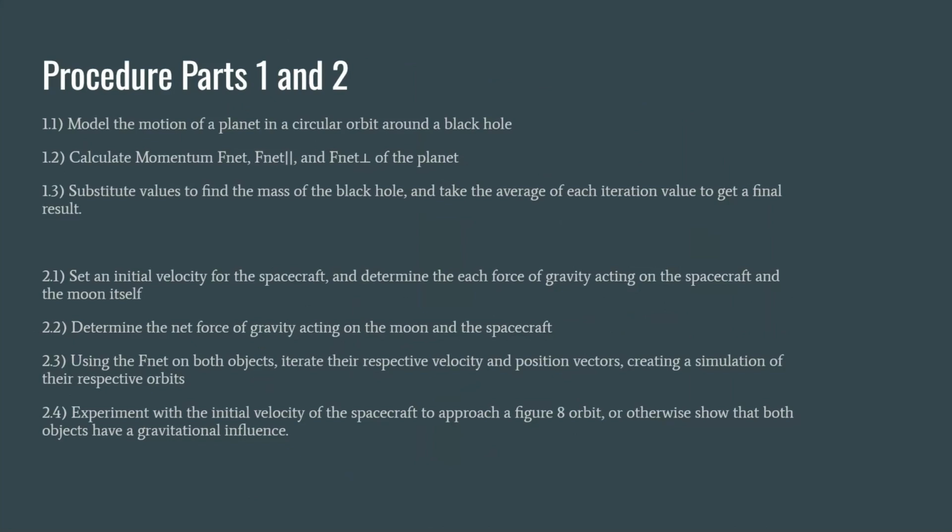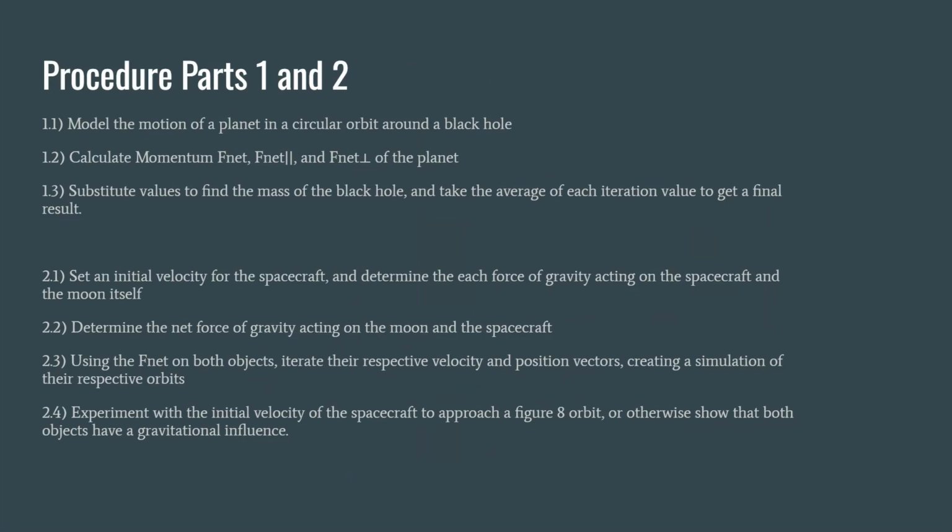So our procedure was pretty straightforward. We first modeled the motion of the planet in circular orbit around the black hole. We then calculated momentum, net force, perpendicular force, and parallel force of the planet. And we substituted values to find the mass of the black hole, taking the average of each duration to get a final result.